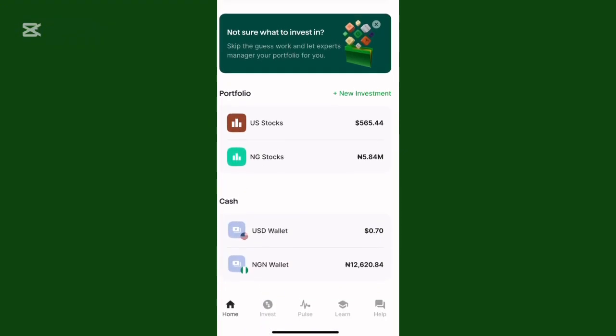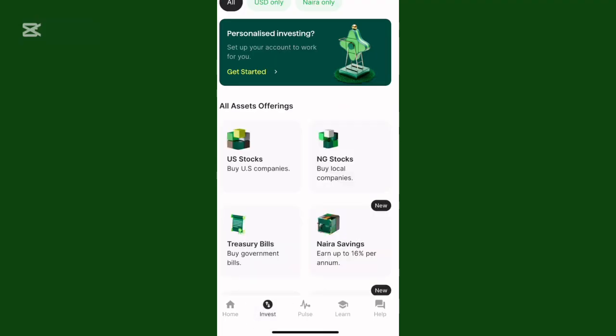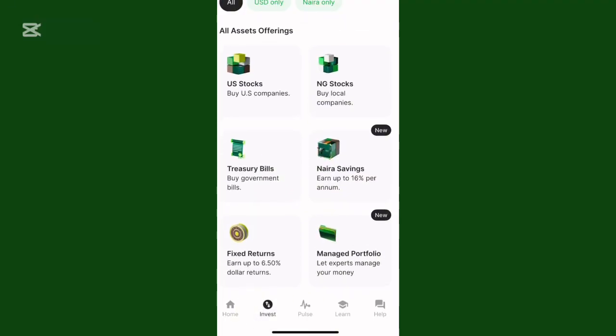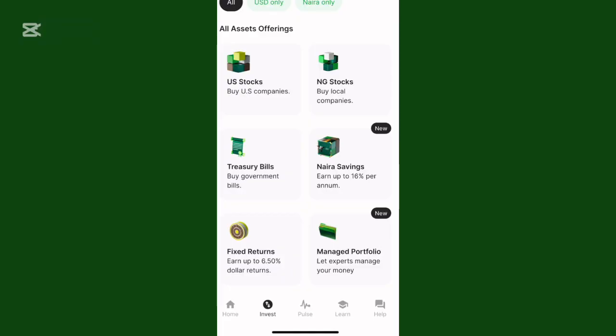On Bamboo, you have Invest. It will show you all their asset offerings. You have treasury bills, you have Naira savings. Naira savings is equivalent to your PiggyVest savings. So you can earn up to 16% if you save on Bamboo. You have your fixed return, which is that you earn up to 6.5%. This is for dollars, if you want to save in dollars, fixed return.